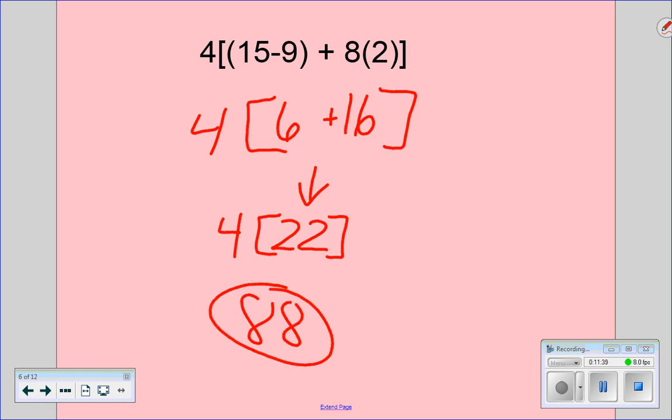So do you see how brackets are like another set of parentheses? You do everything inside that first, and then worry about the 4 in the end. Any questions? What's the matter, Gabe? See? Good thing. I'm happy.